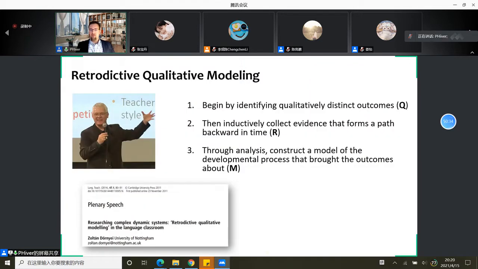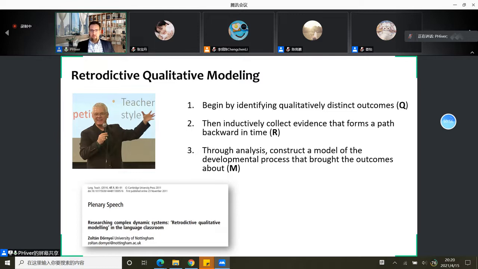So the name retrodictive qualitative modeling is catchy, but it's a slight misnomer. In fact, it's not exclusively qualitative. It's a mixed and multi-method, and it doesn't rely on formal modeling. And for that, we can blame the originator, Zoltan Dernier, who incidentally was our doctoral supervisor.